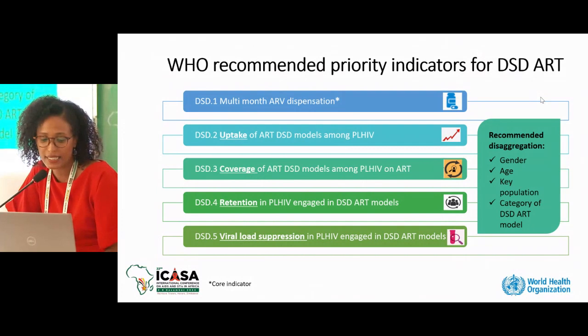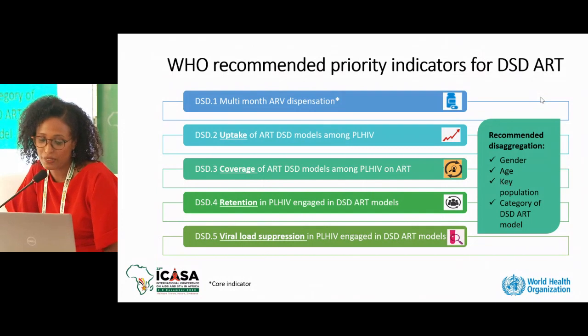So the first indicator is multi-month ARV dispensation, which is the proportion of people that are currently on treatment that are receiving a 3 or more month supply of ARVs. And this is designated by WHO as a core indicator. So really critical that countries can track and monitor.